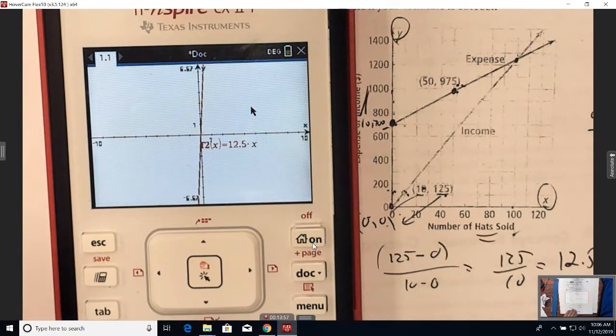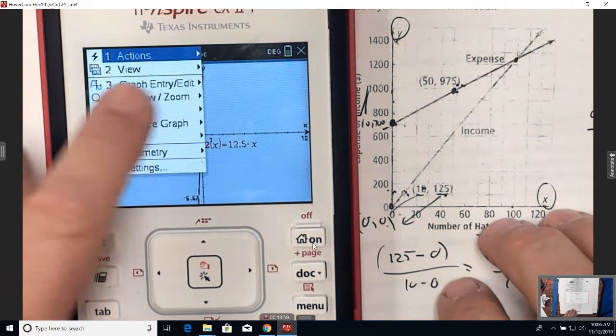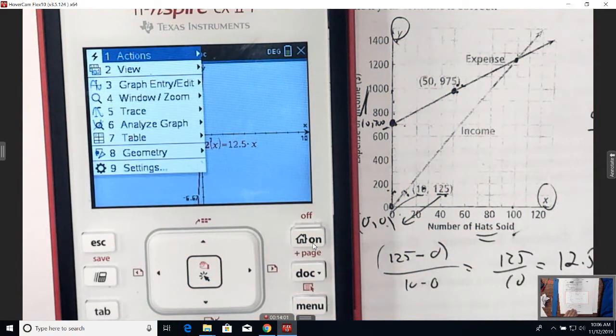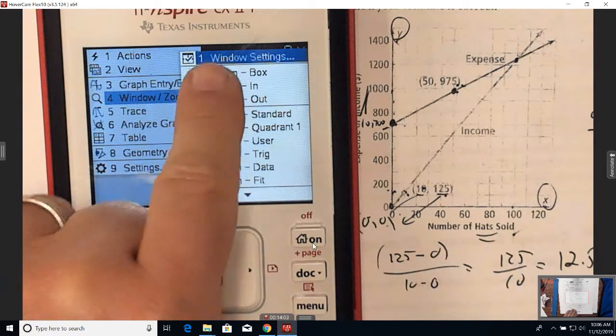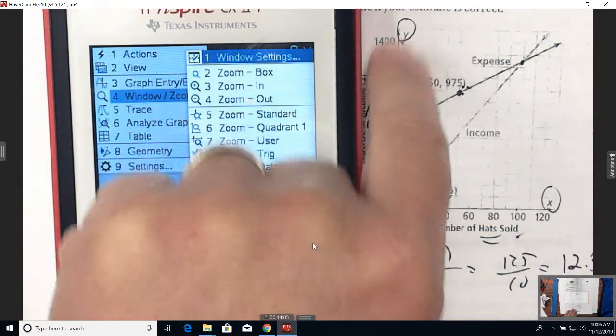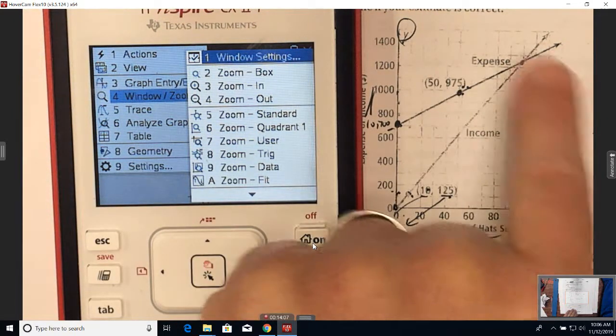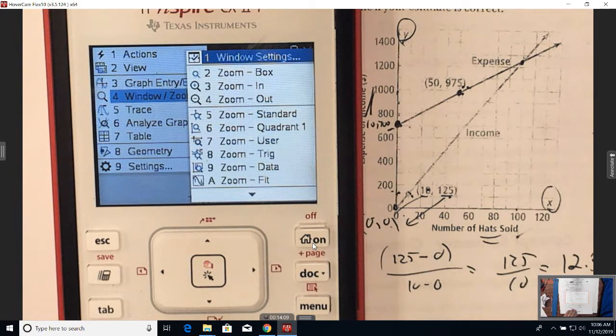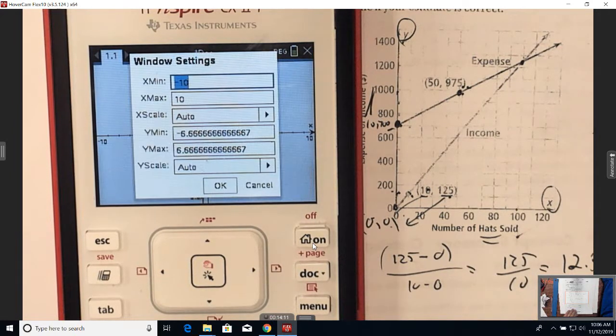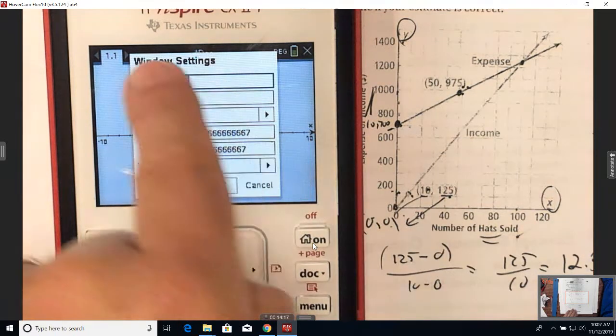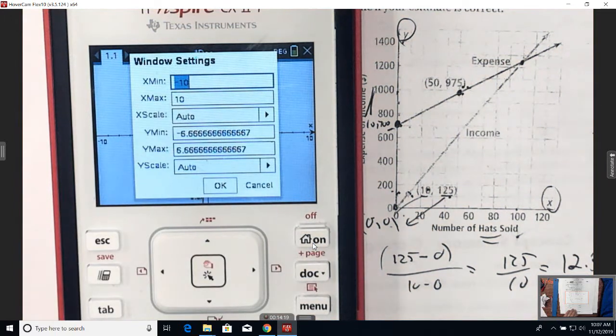Here's what you do. Hit menu. Go to window zoom, which is 4. And go to number 1. We're going to change our window settings to be the same as their window settings on the paper. So hit 1. Can y'all tell me the x minimum value on this graph? Here's my x's. What's the lowest x is what that means on the graph? 0. Very good. Tab. Hit tab. What's my highest x on this graph?